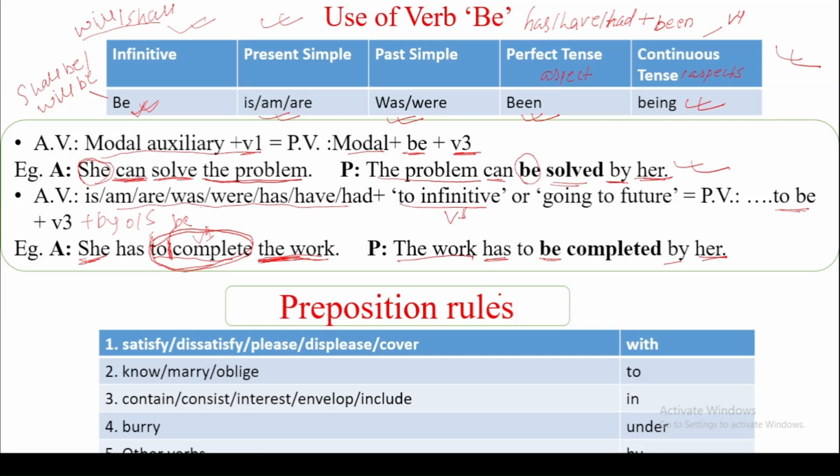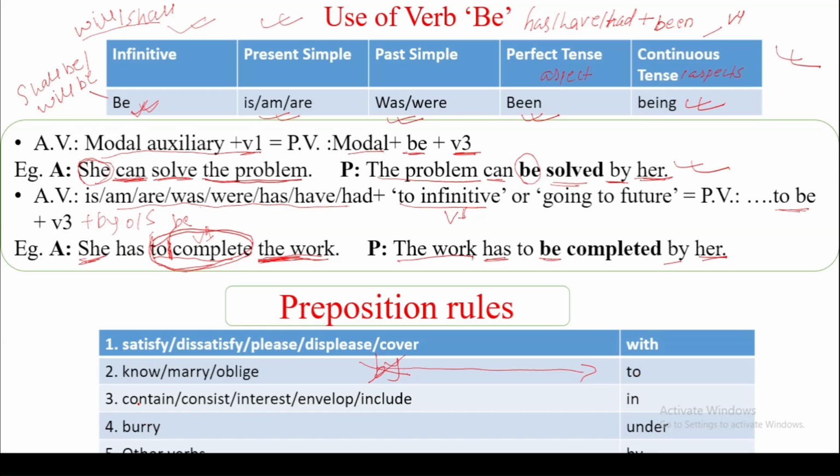Now look at the preposition rule. According to the verb, we have to use a specific preposition. So if we have verbs like know, marry, oblige, the preposition we use is to. With know, marry, oblige, we cannot use preposition by. Instead of by we have to use to.